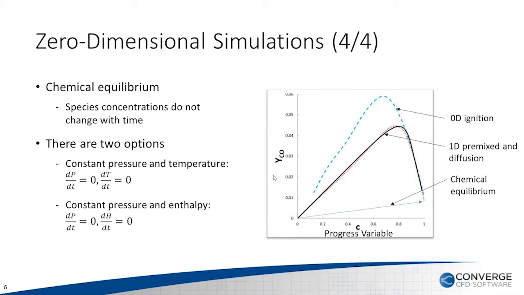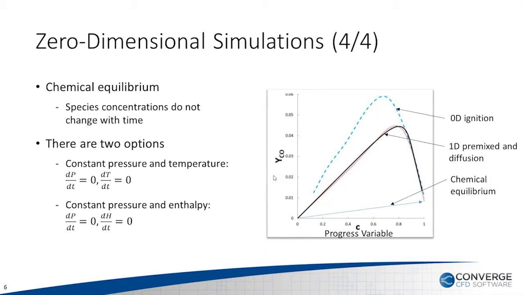On the right, there's a plot. So basically, the y-axis is the mass fraction of the CO, and the x-axis is the progress variable. For the people who don't familiar with the progress variable, basically, it is a progress of the combustion. At 0 value, everything is unburned, and at 1, everything is burned. So this plot is trying to demonstrate the differences between a transient 0D solver and a chemical equilibrium.